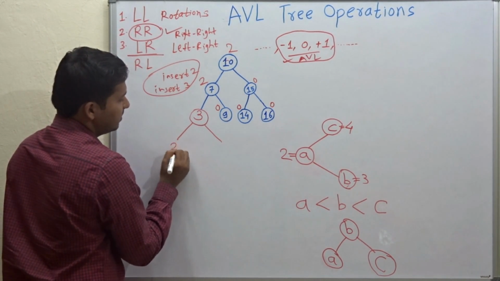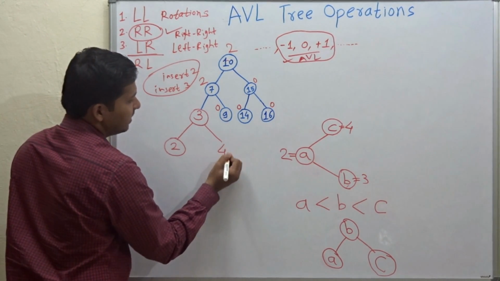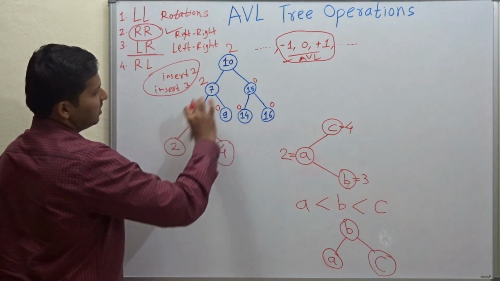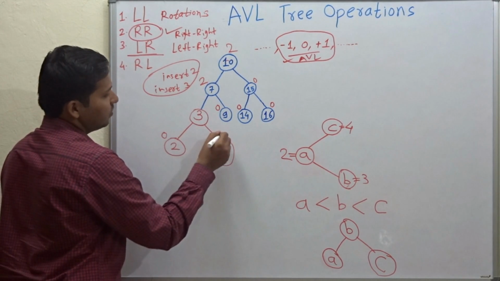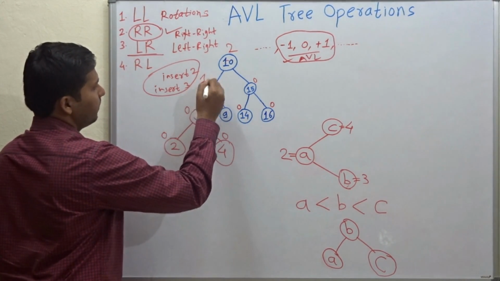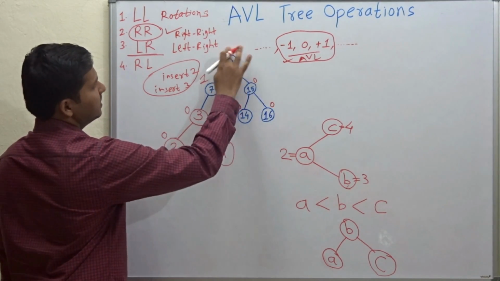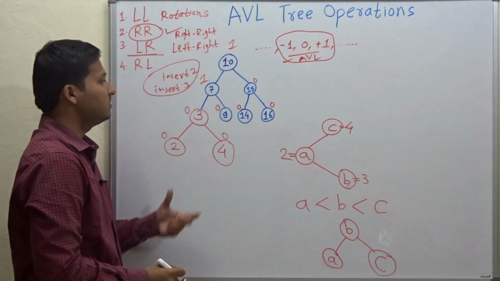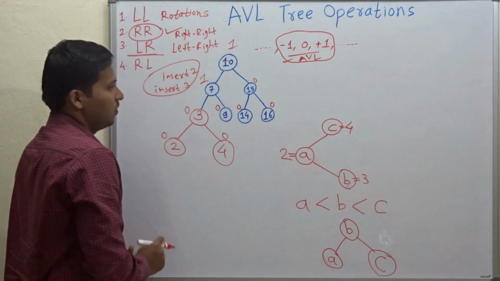2 is less than 3 and 4 is greater than 3. Okay, now you check the balance factors. So that is 0, 0, 0. 2 minus 1 is 1. 3 minus 2 is 1. Now this is an AVL tree and the tree is balanced now.